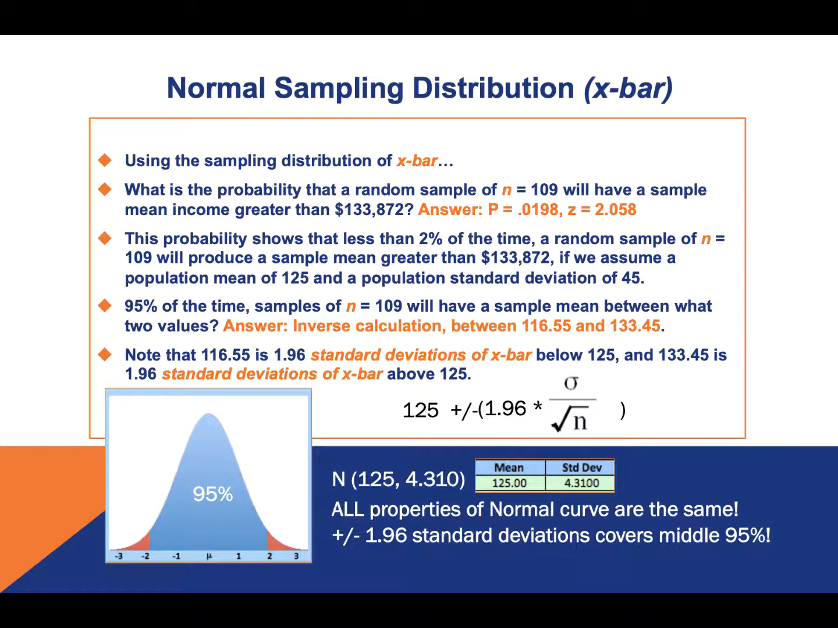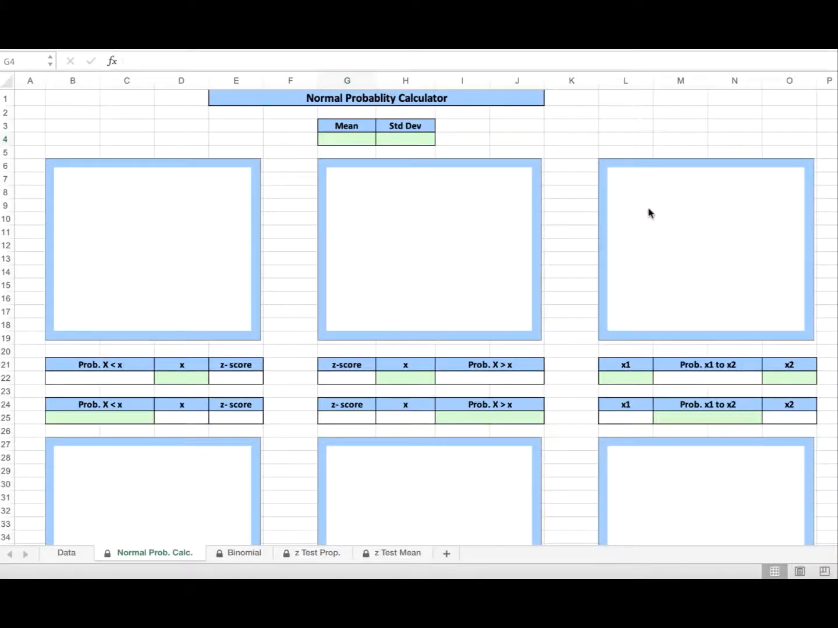95% of the time, samples of 109 should have sample means in the range 116.55 to 133.45. Note again that this range covers the middle 95% of our normal sampling distribution. Let's return to our normal probability calculator to see if we could obtain those answers and discuss the results.